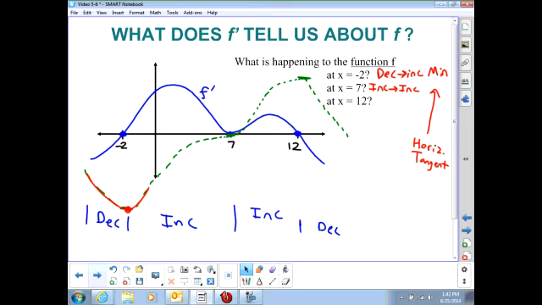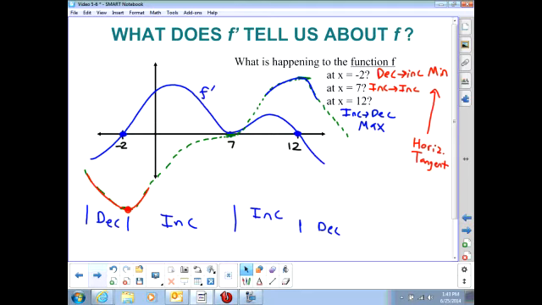And lastly, at 12, we went from increase to decrease. So we increased and then decreased. That caused us to have a max. So whenever you're given a graph, whether it be on a test, a quiz, or a homework, it's important to note, are they giving the graph of f or f prime? Because it tells you different things.